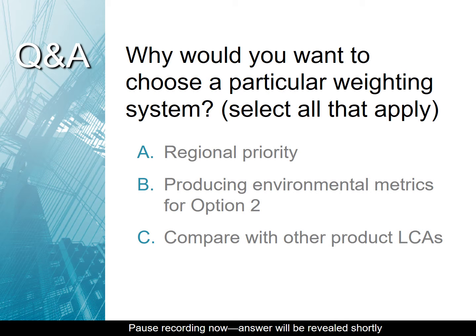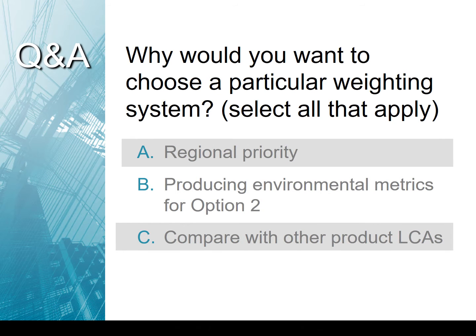Why would you want to choose a particular weighting system? Again, select all that apply. Possible reasons for choosing a particular weighting system for an LCA could be based on regional priority, such as, say, water scarcity, or to compare with other product LCAs. Option 2 is based on environmental metrics, but a weighting system would produce an overall score beyond the environmental metrics.